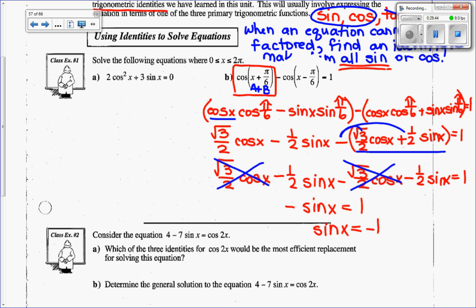We can look on our unit circle to see where sine x is negative 1, and that is at 3 pi over 2. So that's the solution to the equation.